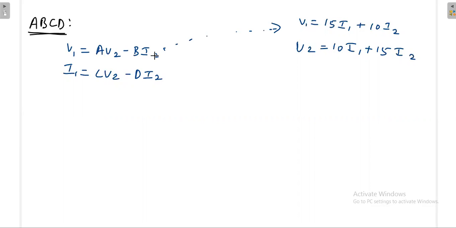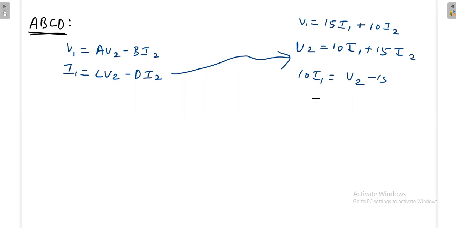Second equation matches with the second. Yes, the second equation is matching with the second. Exactly, it is matching. So I will make some adjustment here. Then 10 I1 is equal to V2 minus 15 I2. Then I1 is equal to 1 by 10 V2 minus 15, that means 3 divided by 2, into I2.